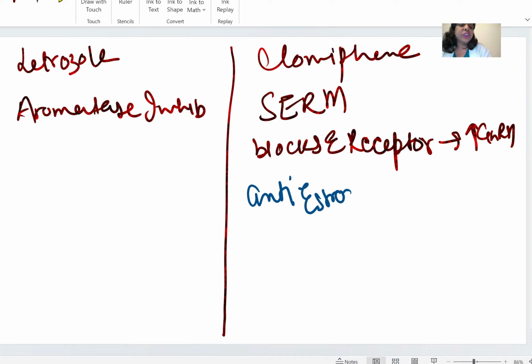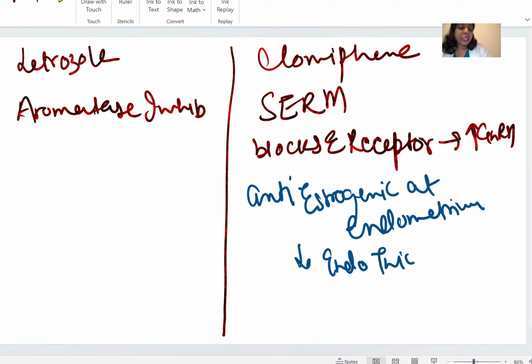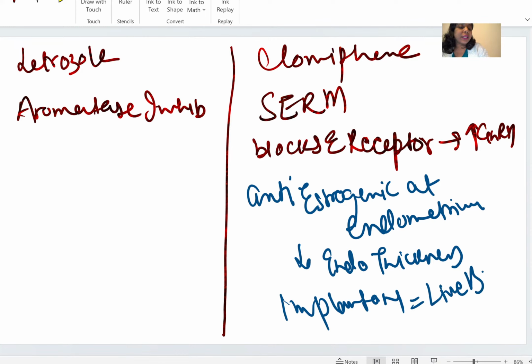It is anti-estrogenic at the endometrium, so it decreases the endometrial thickness. Because it decreases the endometrial thickness, it interferes with implantation. Because it interferes with implantation, the live birth rate is very low with clomiphene. This is a key point. Ovulation used to occur, but babies were not born. Okay, babies were not born.